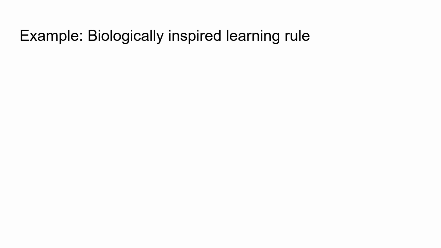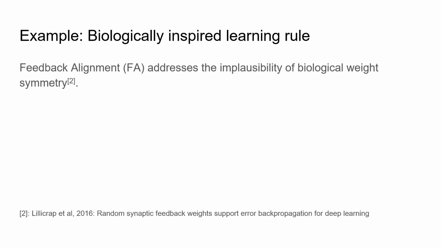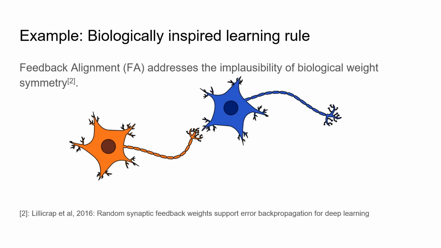As a final example, we will have a look at the biologically motivated learning algorithm feedback alignment, which addresses the biological implausibility of weight symmetry. Backpropagation requires that the same weights are used for making predictions as are used for transporting errors during the backwards pass. This symmetry is considered biologically implausible, as in biological neural networks, signals only flow through axons in one direction.